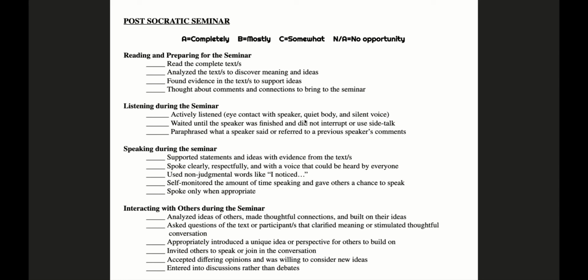Were you not being fidgety? Okay. Did you wait until the next speaker finished before you started to talk, or were you having side conversations, playing on your phone, doing homework for another class? Right? Were you paraphrasing what the speaker said, referring to a previous speaker's comments when you add? That's always a good way to show you're listening, right?